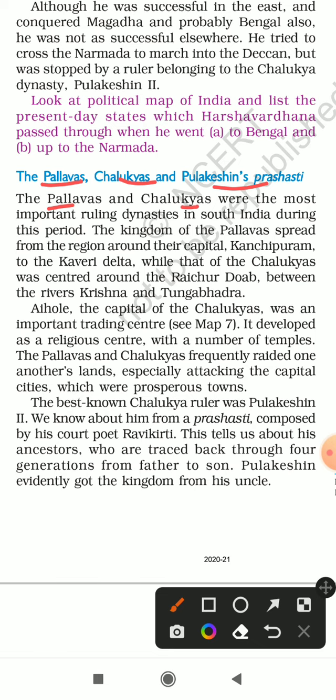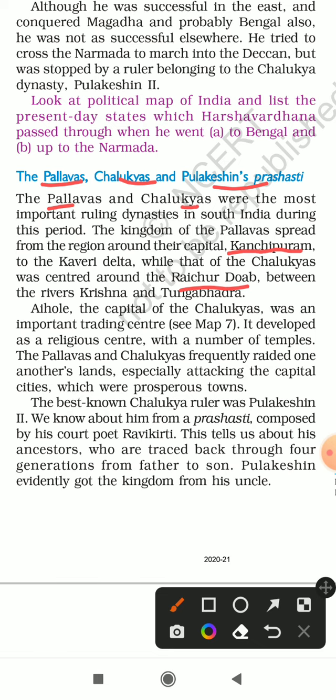The kingdom of the Pallavas spread from the region around their capital, Kanchipuram. So please remember, Kanchipuram was the capital of the Pallavas, to the Kaveri Delta, while that of the Chalukyas was centered around the Raichur Doab between the rivers Krishna and Tungabhadra. So the kingdom of Pallavas included the city of Kanchipuram, while the kingdom of Chalukyas was centered around the Raichur Doab, and this lay between the rivers Krishna and Tungabhadra.